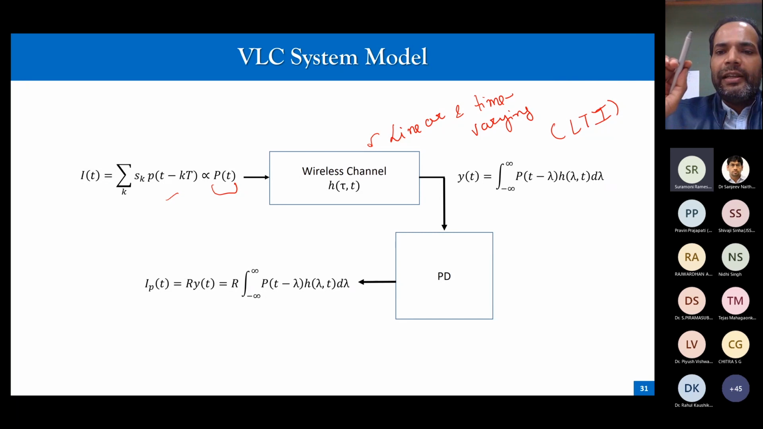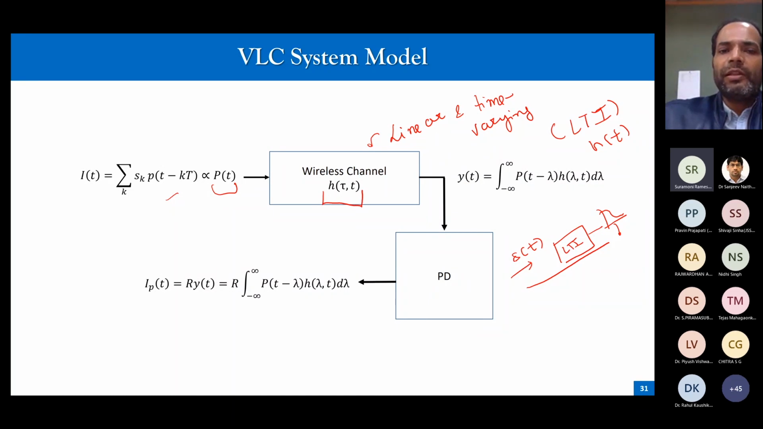And linear time varying systems can be characterized using impulse response, which is a two-dimensional thing. For LTI systems, the impulse response looks like this, h of t. What is the meaning of this? If you have an impulse applied to an LTI system, you get some response, and this response does not depend upon when the impulse is applied. So this response is a one-dimensional quantity. But for a time varying channel, the impulse response also depends upon when the impulse is applied. So the impulse response for a wireless channel looks like this.